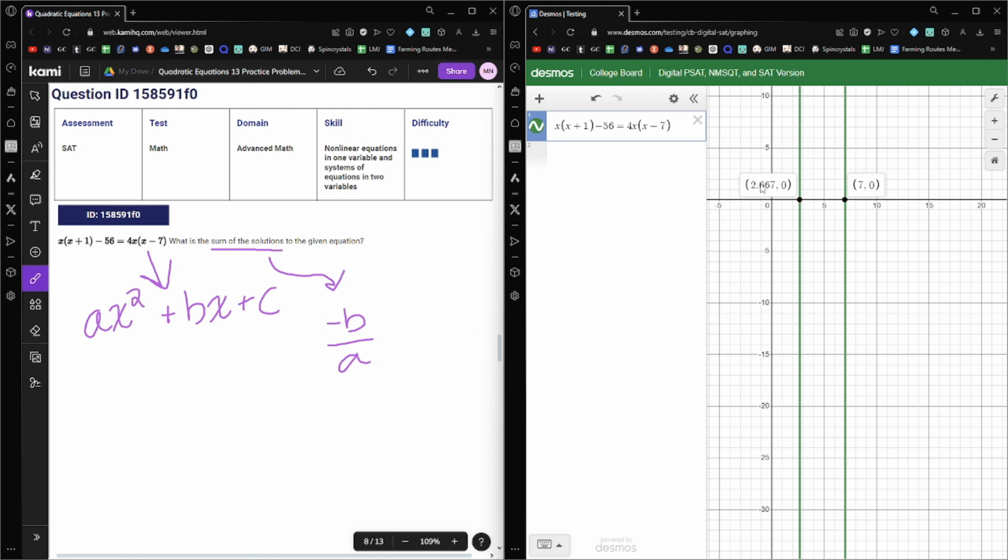Whenever a number ends in 667, you can probably guess that it's going to be 2/3, right? So that's going to be 7 plus 2 and 2/3, so 2.667. Hold on, let me just make it look like that. Alright, so we get that our answer is going to be 29/3.